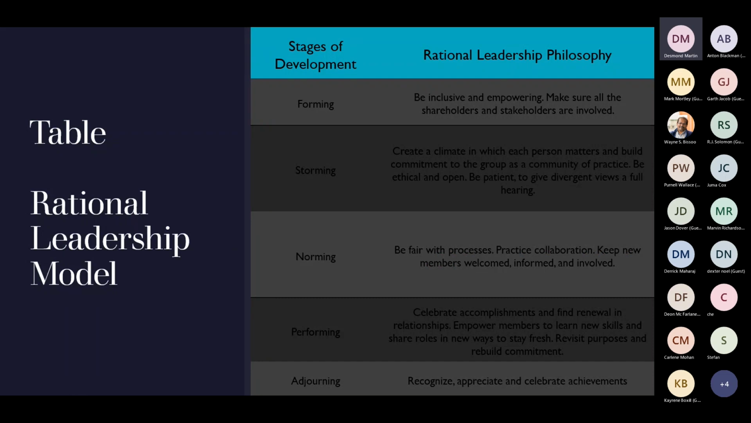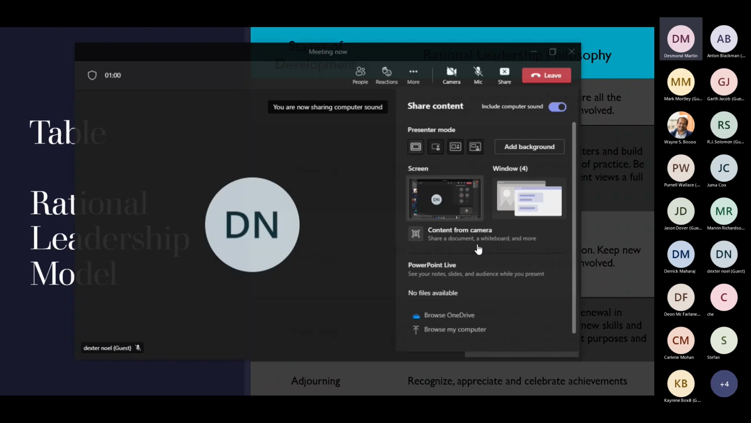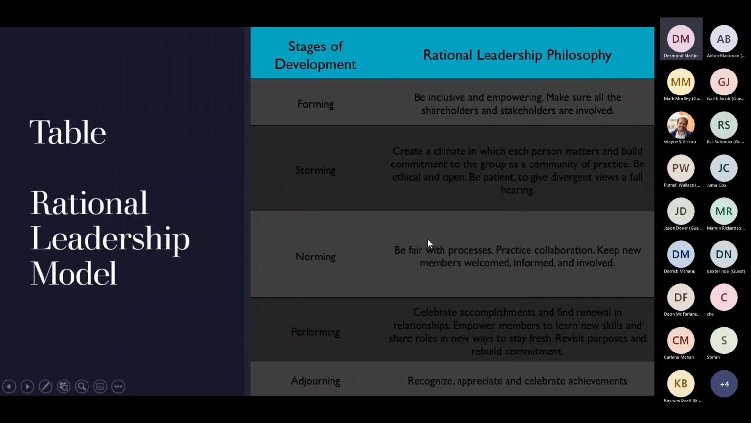Here we have the relational leadership model, the table. The table shows the developmental stages and the philosophy which should encourage good teamwork. So we have the five stages of development and the relational leadership philosophy. So for forming, be inclusive and empowering, make sure all the shareholders and stakeholders are involved.